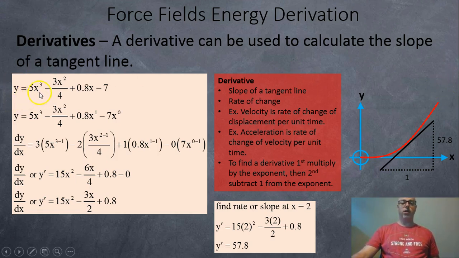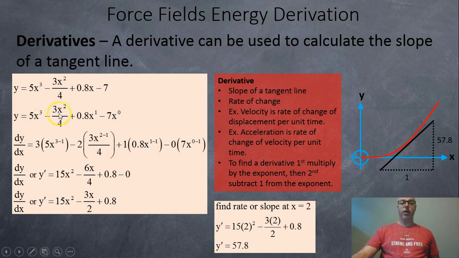Y equals 5x cubed minus 3/4 x squared plus 0.8x minus 7. You want to find out how quickly things are changing or what the slope is. You want to take the derivative. To take the derivative, there's two things you have to do. Multiply by your exponent and then subtract 1 from your exponent. It's just two steps. So to do that, what we're going to do is just write all the exponents first.